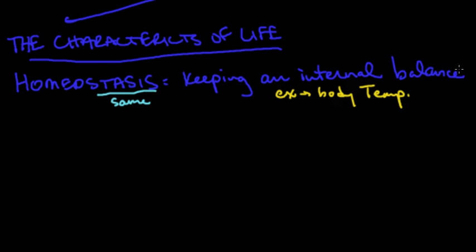Not necessarily with temperature. They have other ways of doing that based on their environment, but they have to keep the same amount of salt in their body or the same amount of water or other things like that. So homeostasis, we'll label this as our first thing. The second thing is that all living things are made out of cells, or rather at least one cell.